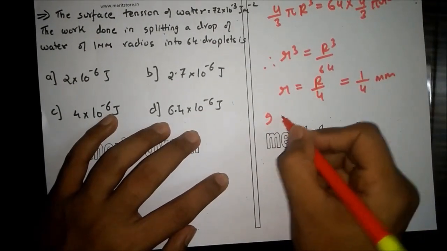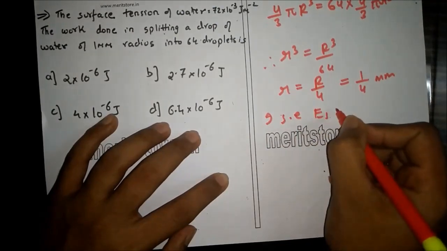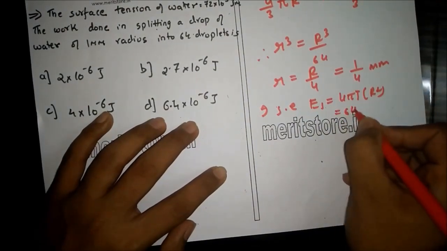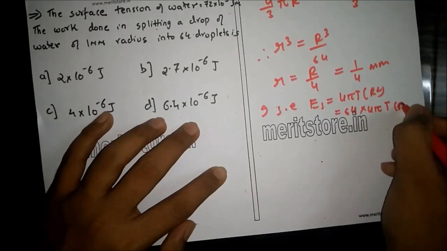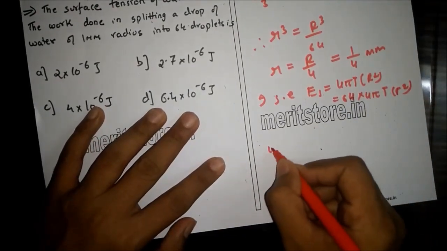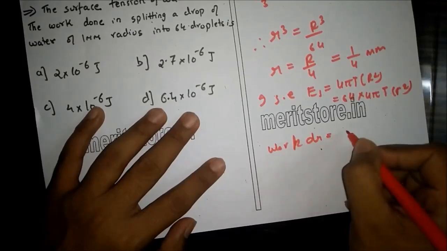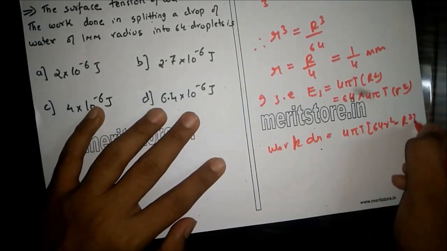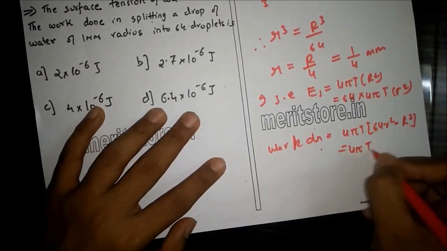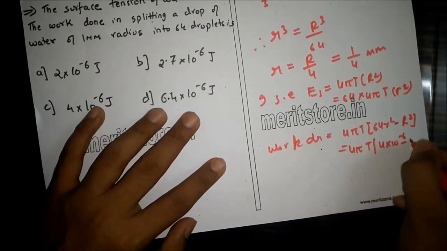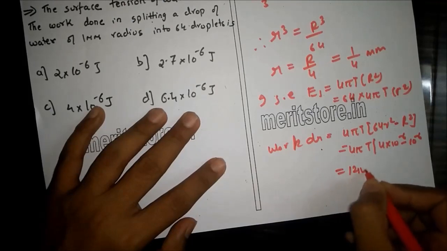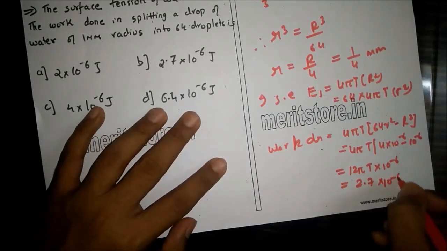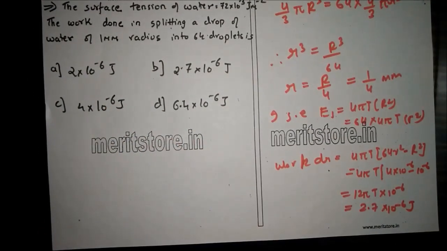Now, the initial surface energy E1 will be equal to 4 pi T into R square. Final surface energy will be 64 into 4 pi T into small r square. Therefore, the work done will be equal to 4 pi T times 64 small r square minus capital R square, which is equal to 4 pi T times 4 into 10 raised to minus 6 minus 10 raised to minus 6, which is equal to 12 pi T into 10 raised to minus 6, which is equal to 2.7 into 10 raised to minus 6 joules. Therefore, here the correct answer will be option B.